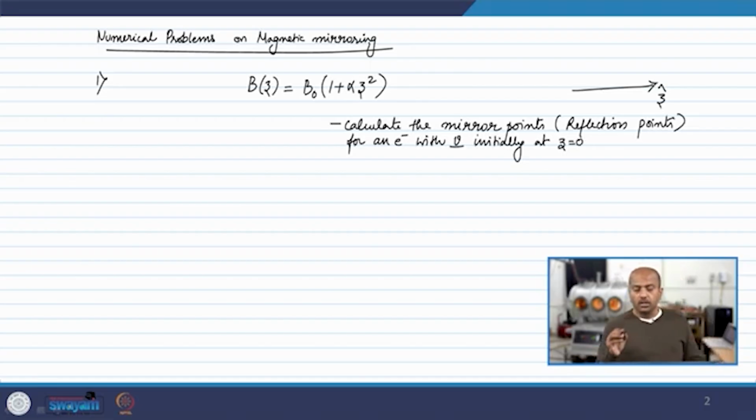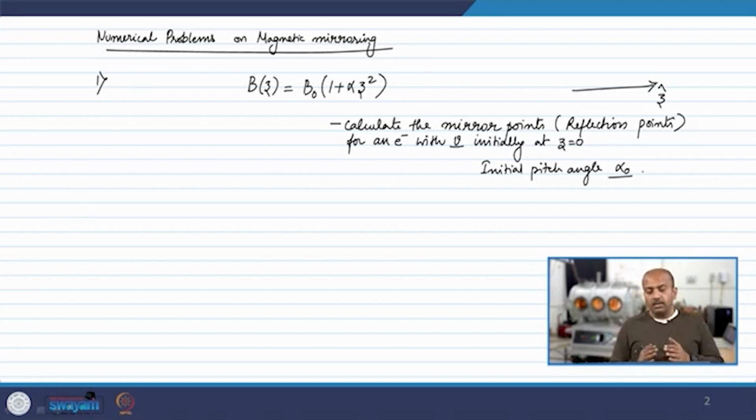So the electron is imagined having a velocity v which is present at z is equal to 0. So when z is equal to 0, as the particle travels away from z is equal to 0, it starts experiencing this type of magnetic field. And also assume that the initial pitch angle is alpha naught. Okay. So this is the information that we will be given.